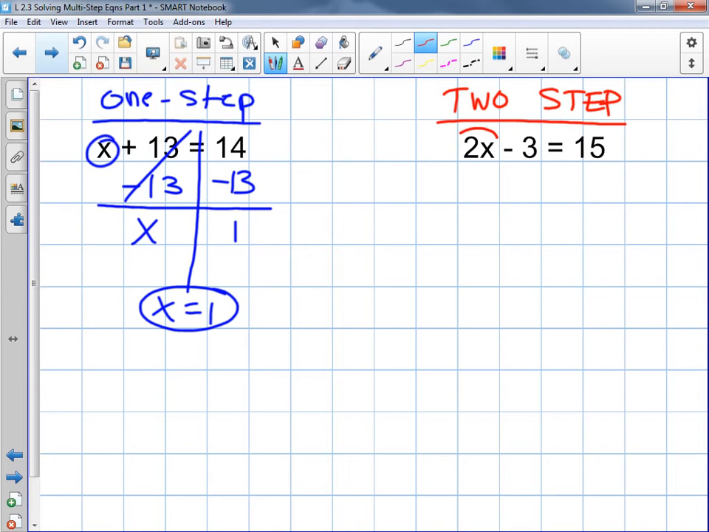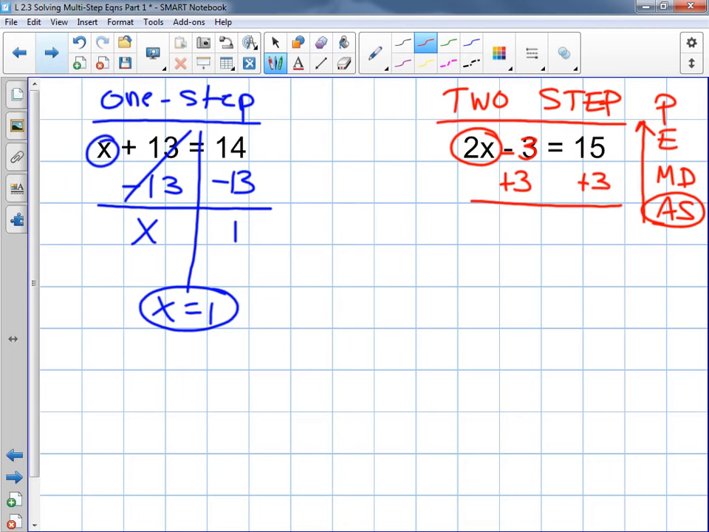You find the variable term and circle it. You work through the order of operations in reverse. So you're looking for addition and subtraction, and you find that addition or subtraction right here. This is minus 3. And to get rid of minus 3, you do the opposite, which is add 3. And what you do to one side of the equation, you do to the other. Minus 3 and plus 3 cancel. You're left with 2x, or 2 times x, equals 15 plus 3 is 18.